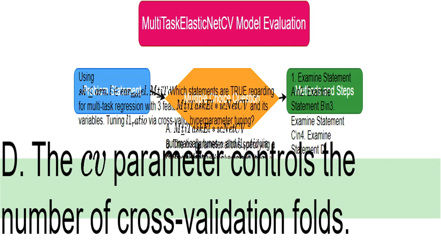Statement D focuses on the CV parameter, which governs the number of folds used in cross-validation. Cross-validation helps to obtain a more reliable estimate of the model's performance by splitting the data into different subsets for training and testing. I need to confirm that this parameter does indeed control the number of folds.